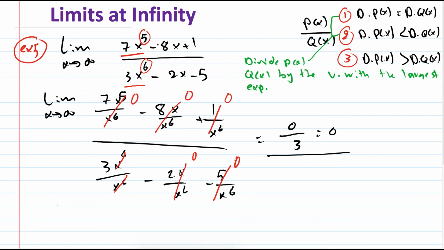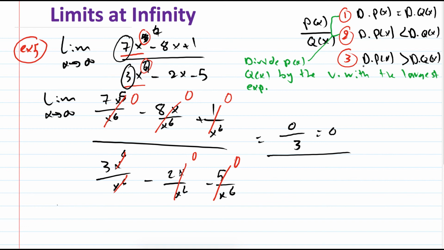In cases, for example, such that the degree of the top function equals the degree of the bottom function, you just have to bring the leading coefficients and put them over each other. So for example, right here, if this degree was 6, then the limit of this function would have been 7 over 3. As simple as that. Or if this was 7 and this was 7, I would just bring the leading coefficients and put them over each other. The leading coefficient right here is 7, and right here is 3. It will be 7 over 3. Okay, so that is case 1 and 2.